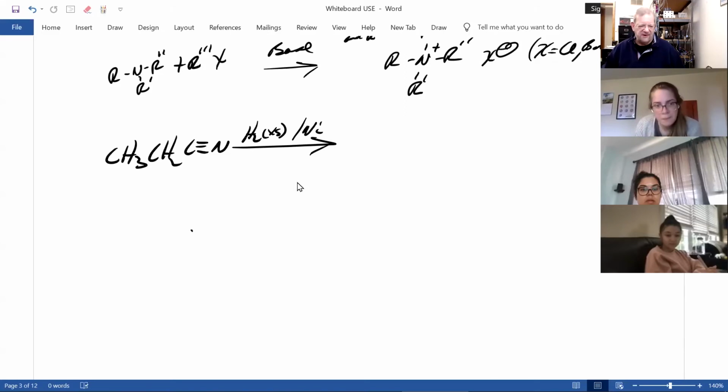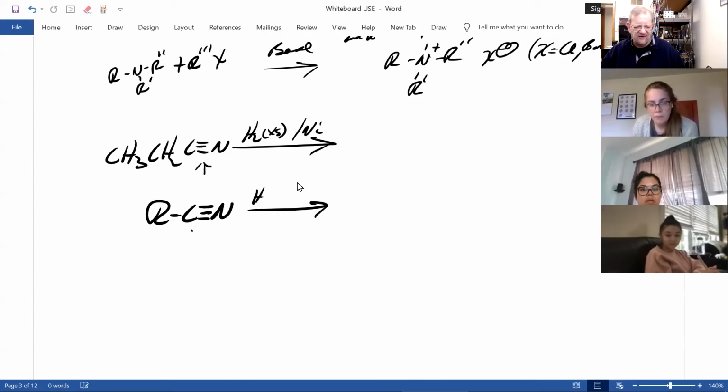And if you look up here, what do we have? What's different? What's not carbon? What's not hydrogen? What's not a carbon-carbon single bond? Right here, nitrogen triple bond to carbon. That's a nitrile. I'm reacting it with excess hydrogen.